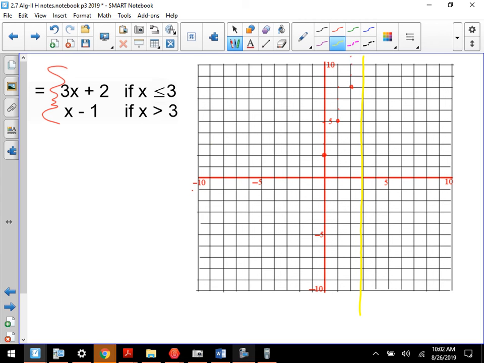I hit my line, so it's going to be a solid dot here, because it's going the other way. So we're going this way. And then x minus 1 for when it's greater than 3. On the line. This one's my open dot.